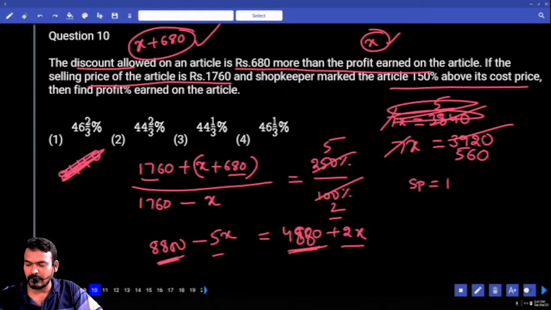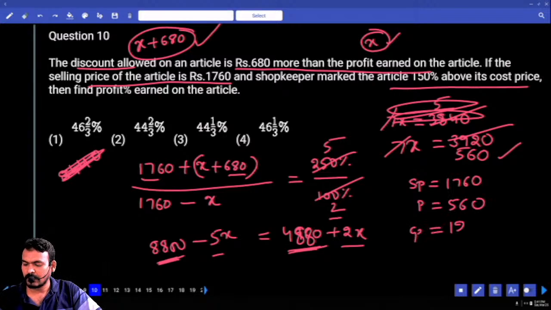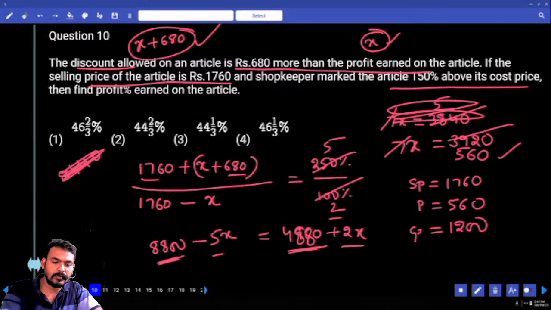Selling price is how much? 1760. In that, profit value 560. Profit is 560 or not? What is the cost price? 1200 or not? Yes sir. Again we required which one? Profit percent or profit? Profit percent.